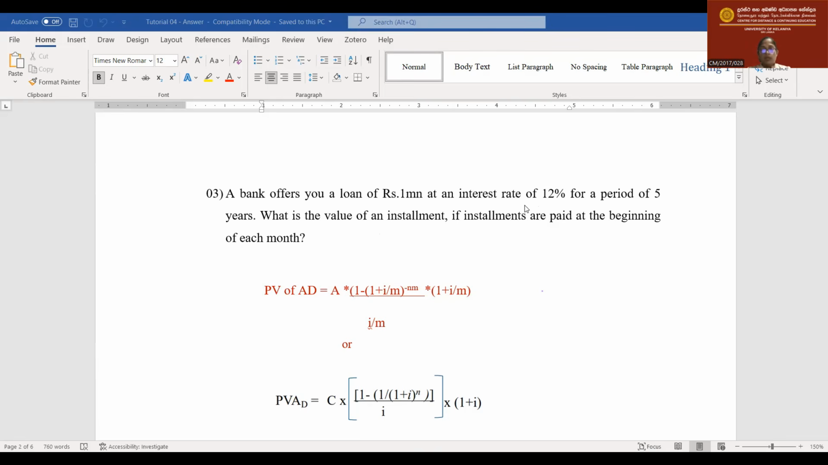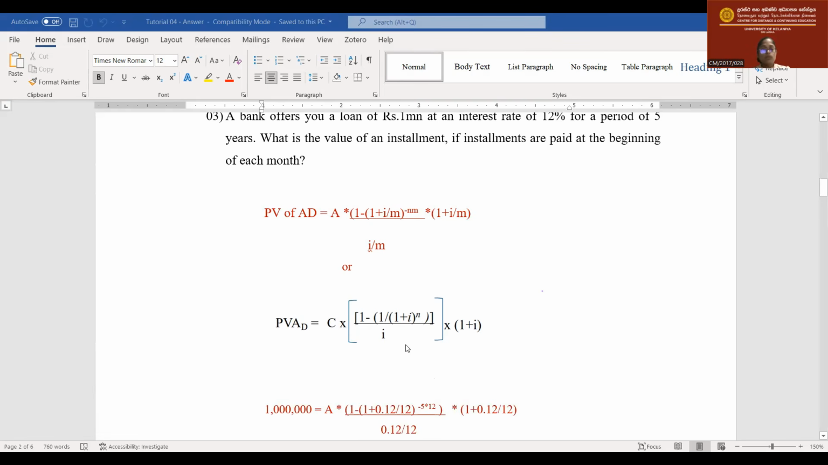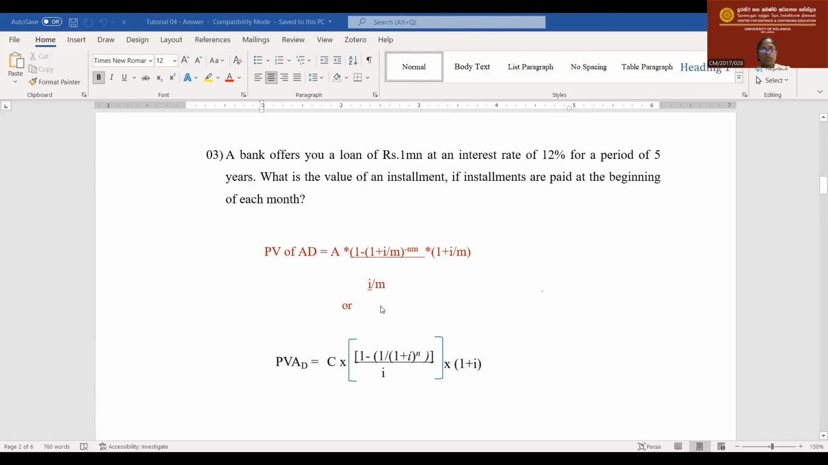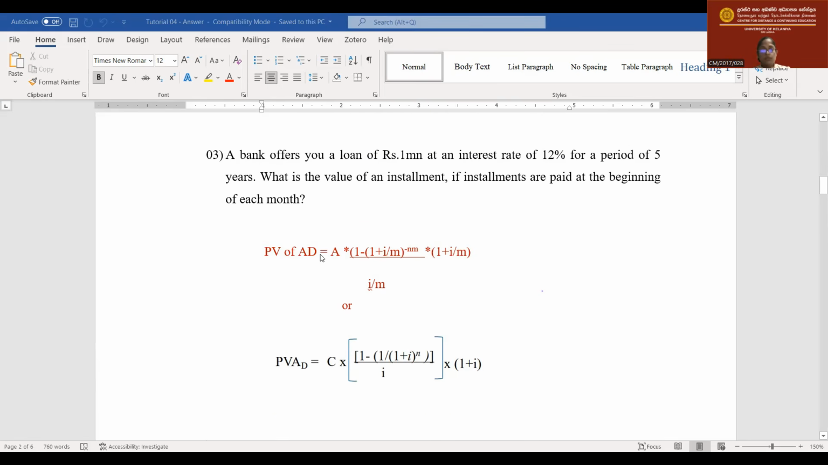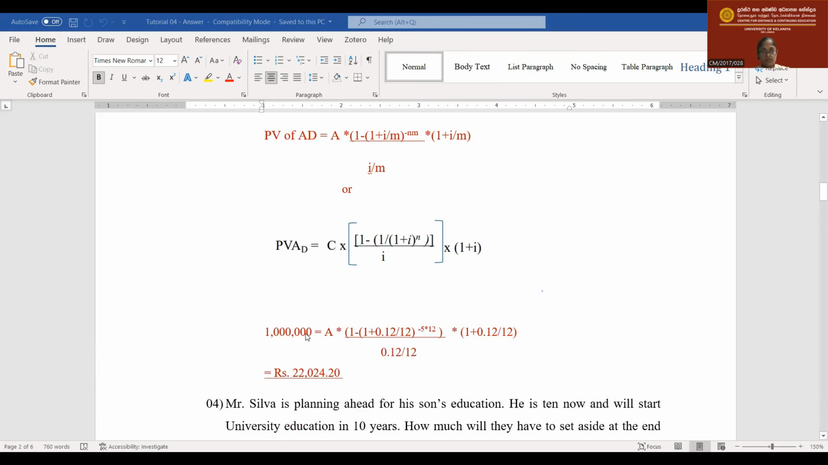Here, the annual interest rate is given, but the question is asking at each month in which amount we have to deposit. Therefore, that's why we do this customization, right? Okay. Then here, the present value of the annuity due is 1 million, right?